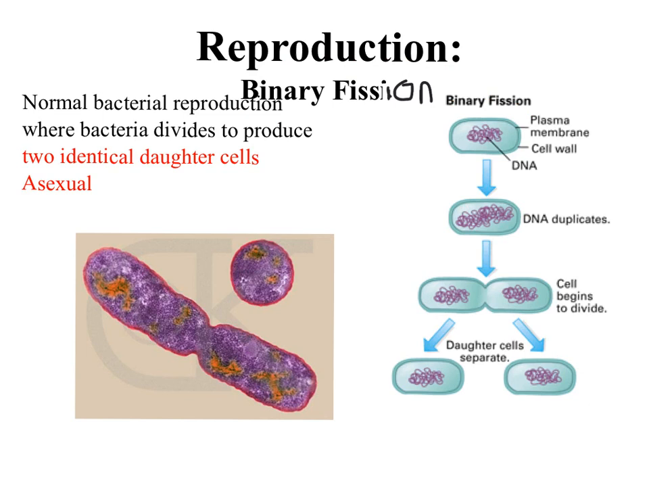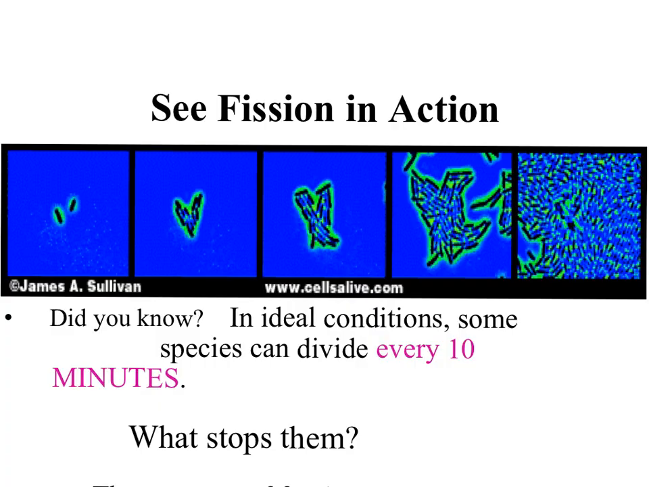Now the difference, of course, is that mitosis involves a nucleus. So mitosis describes the division of the nucleus. Binary fission doesn't happen with a nucleus. So this is a form of asexual reproduction. What you have here is an image of fission in action, so binary fission.